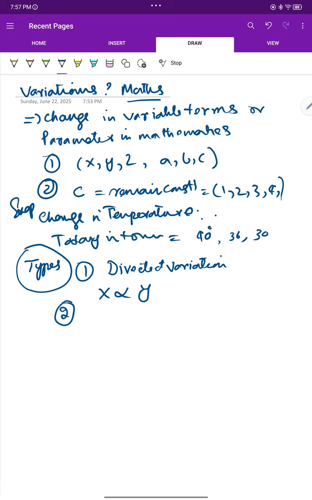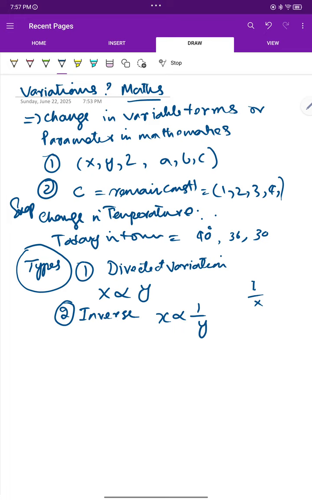The second one, which is pretty common, is inverse variation, like 1 by x. Let's say x is inversely proportional to y. When x is increasing, y is decreasing. When y is increasing, x is decreasing. So it's inversely proportional. One is increasing, the other is decreasing.